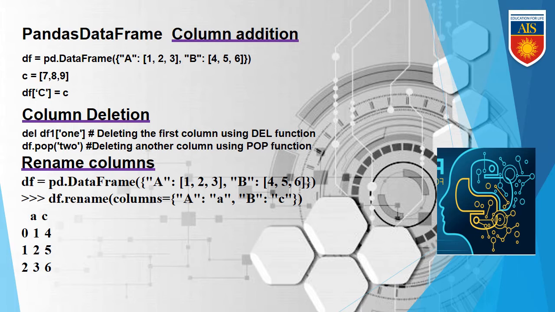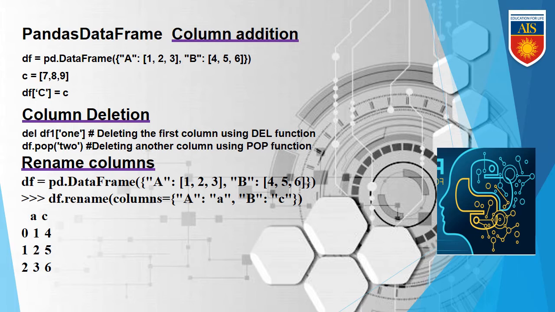Next, we will learn about pandas data frame column addition. That means how we can add a column in pandas. df equal pd.DataFrame, then we need to mention the field and the elements like A 1 2 3 and B 4 5 6. Next, C equal 7 8 9. Next, df['C'] equal C.